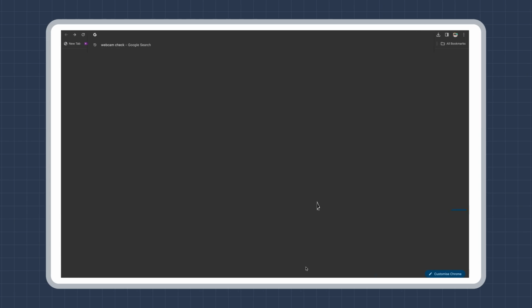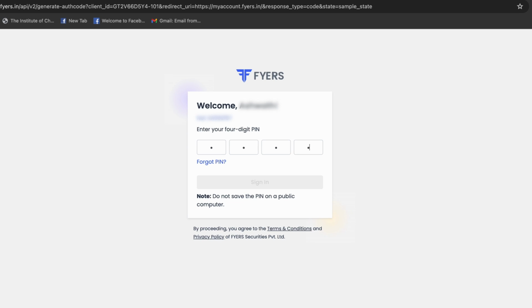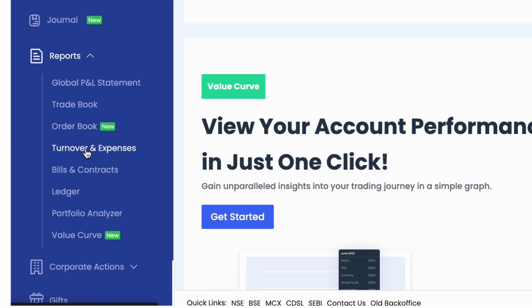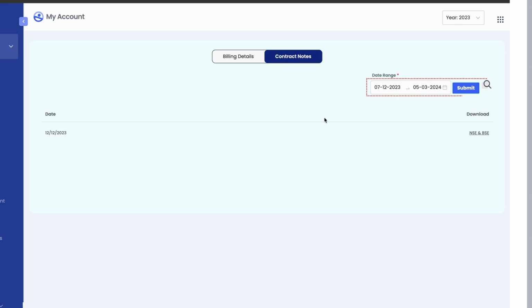Also, in case you have missed out on any email, you can easily download contract notes from the FYERS website. Just go to myaccount.fyers.in, log in using client ID or contact number, click on Reports and select Bills and Contracts to download your contract note for the desired date range.